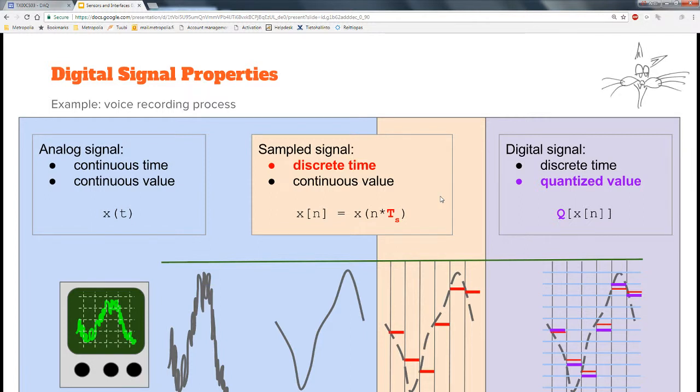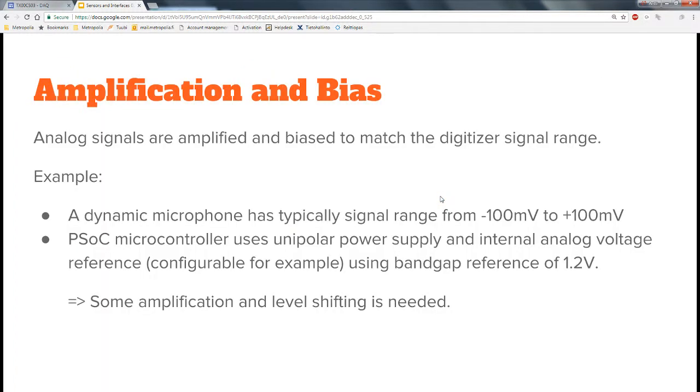Okay, and there's a cat. Okay, going back. So the first step, amplification. In addition to amplification, you sometimes also need to do some biasing of the signal. Most of the modern systems actually have unipolar power, meaning that you can only handle signals that are between 0 and the power supply voltage, 5 or 3.3 volts or something like that, whatever your battery gives.